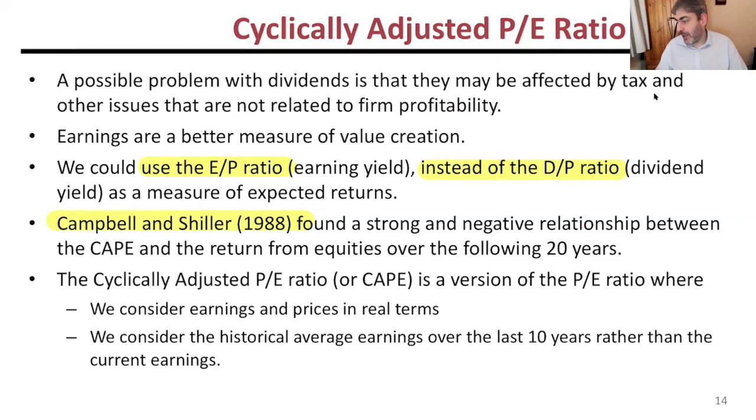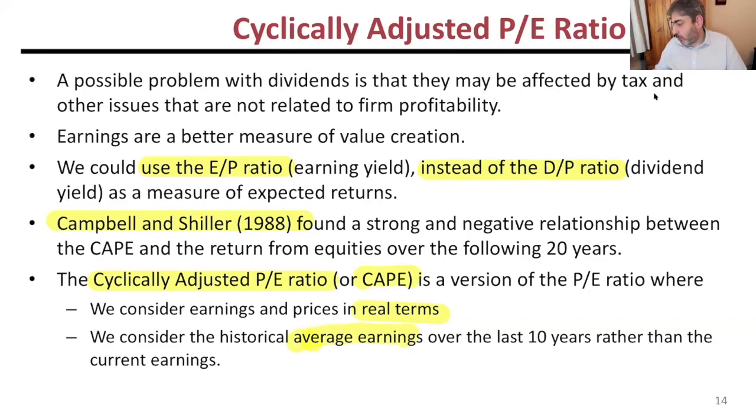So they say, we're going to create something that we're going to call cyclically adjusted price earning ratio, or CAPE, okay? And basically, this is a version of the price earning where we consider earnings and prices in real terms. So we're going to take away inflation. And instead of dividing the price by the earnings of the last year, we're going to divide the price by the average earnings over the last 10 years. Okay, so these are the two changes that Schiller does to the price earning to create what they call the cyclically adjusted price earning.